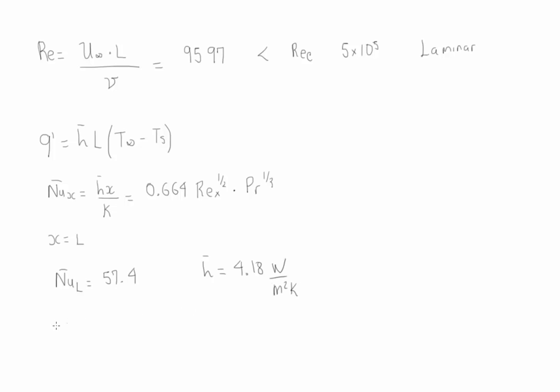Therefore, we can find that the heat loss per unit width is going to be equal to 570 watts per meter. Please go back and make sure that you understand how we got the formula for the Nusselt number, how we can select this particular formula, and be able to get these results.